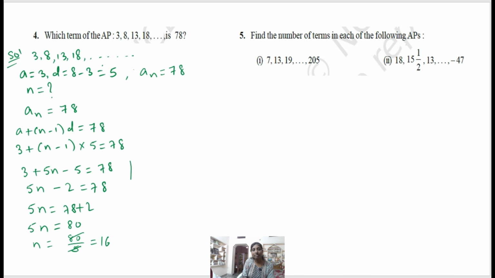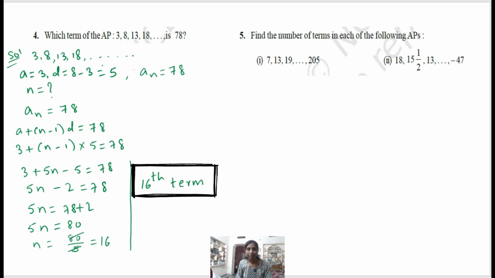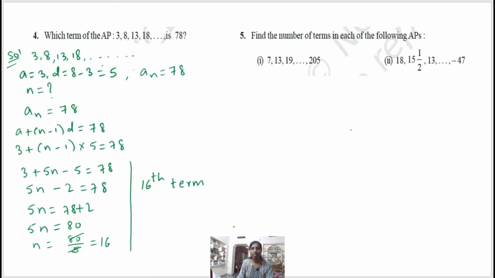So what is the answer? Answer is 16th term. So which term is 78? So the final answer is 78 is the 16th term. Okay friends, let us solve the next question.